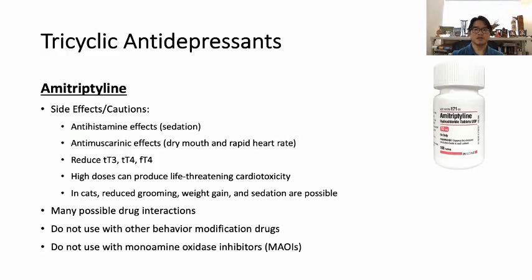So if you're giving amitriptyline to an older dog or geriatric dog, ideally you want to do blood work looking at the T4 and T3 before you give it. And then monitor them if the patient is on long-term amitriptyline. Okay. High doses of amitriptyline can produce life-threatening cardiotoxicity. In cats, amitriptyline may reduce grooming, and weight gain and sedation are possible.